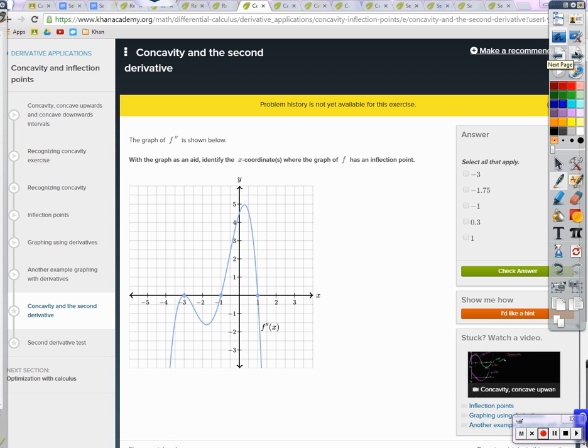So where are the inflection points according to this graph of f double prime? Negative one and one. We switch from concave up to down, because it's a negative y value of the second derivative, right? The second derivative itself is concave up, but we don't care what it looks like, we care that it is a negative number. And it switches to a positive number, concave down to concave up.